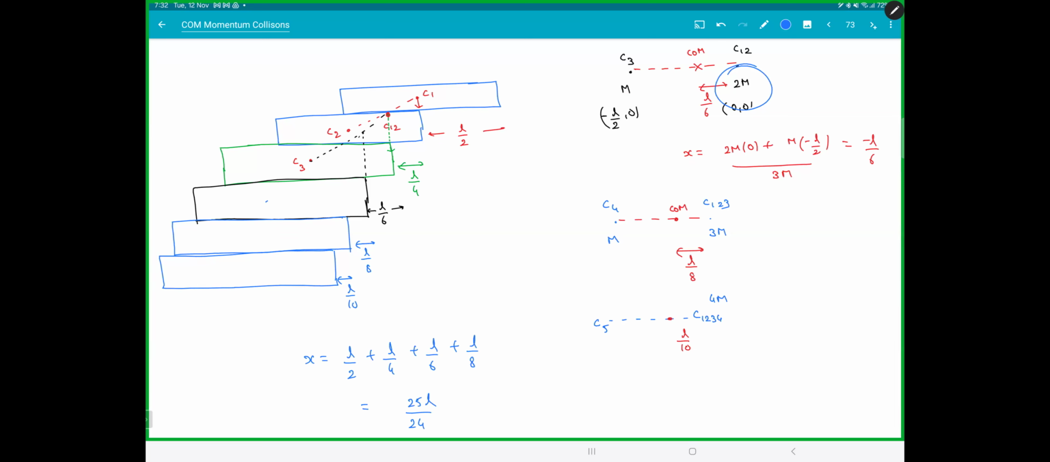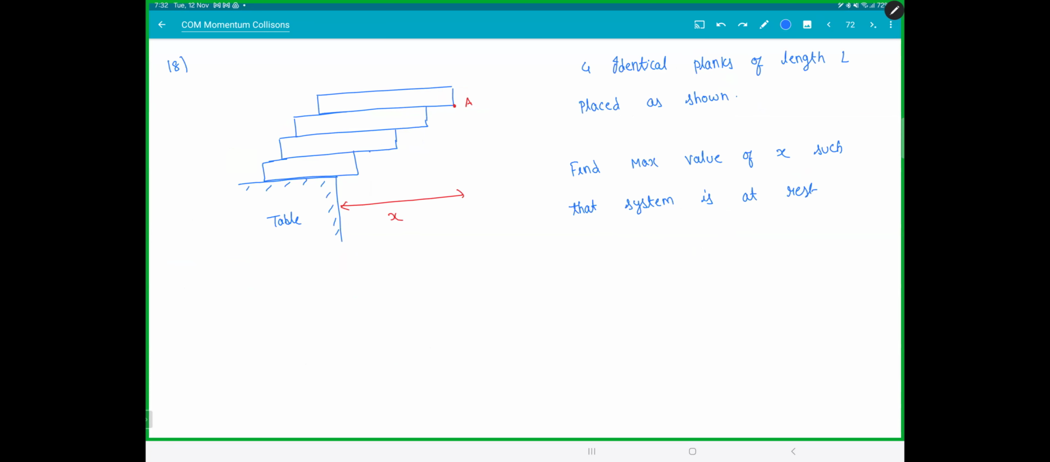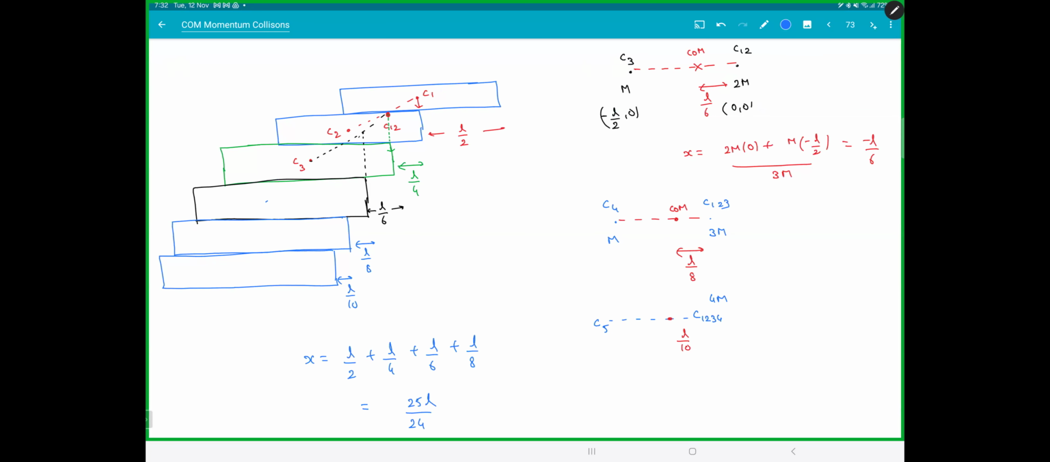So that is the main idea there. However many plates you keep, the center of mass of all those plates, that mg vector, should pass through the edge of the bottom plate. Is that making sense, everyone? Why the edge of the plate? Because you asked for maximum x. So this system is almost on the verge of getting disturbed. All you need is a little push and everything will fall.